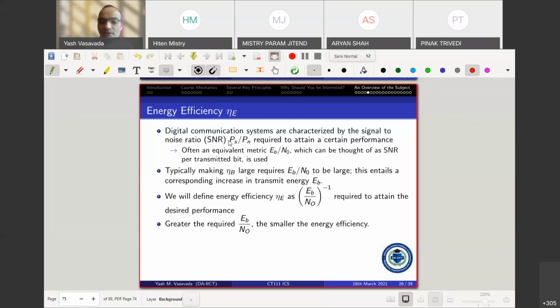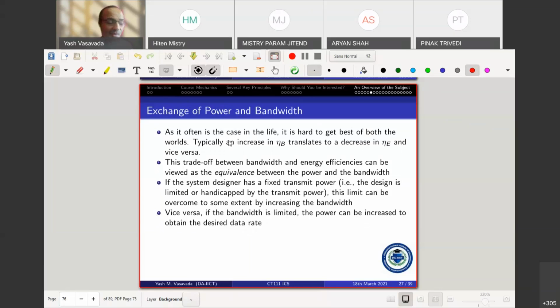And what Shannon showed by that equation is that most of the time it is hard to get the best of both. So you can either increase bandwidth efficiency, but then you will have to live with a reduced energy efficiency. Or if you want to improve energy efficiency, then your bandwidth efficiency cannot be large. And one of the underlying, read-between-the-lines type of concepts in your lab one is this trade-off between bandwidth efficiency and energy efficiency. You may have seen that if you try to increase one, the other goes down. And this can also be thought of as the trade-off between power and bandwidth.